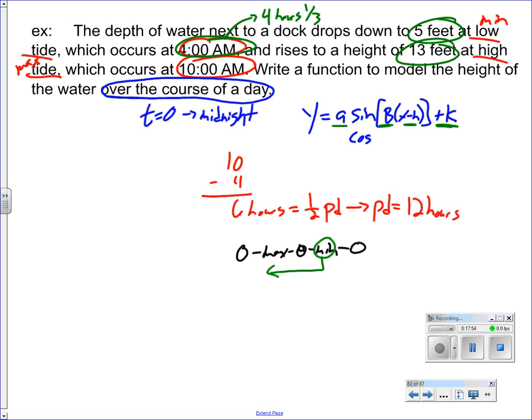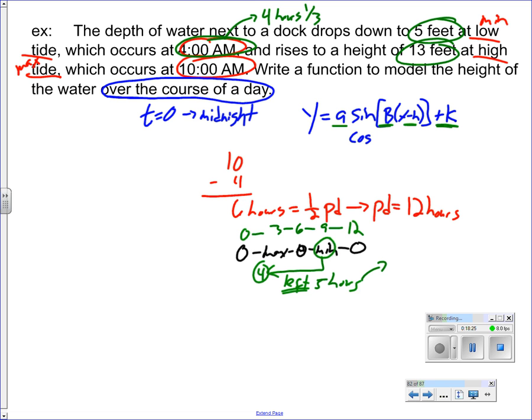If this was starting at 0, it would be 0, 3, 6, 9, and then 12, right? Every jump would be 1/4 of the way, which would be 3 hours. So the minimum should be happening at 9. Instead, it's happening at 4. So we shifted it left 5. We moved it left by 5 hours.